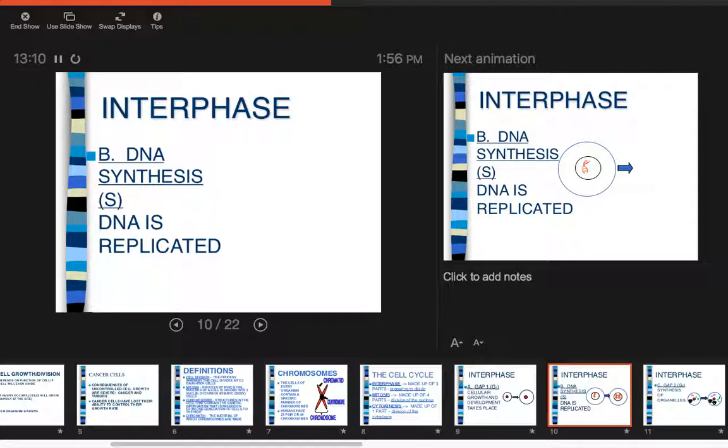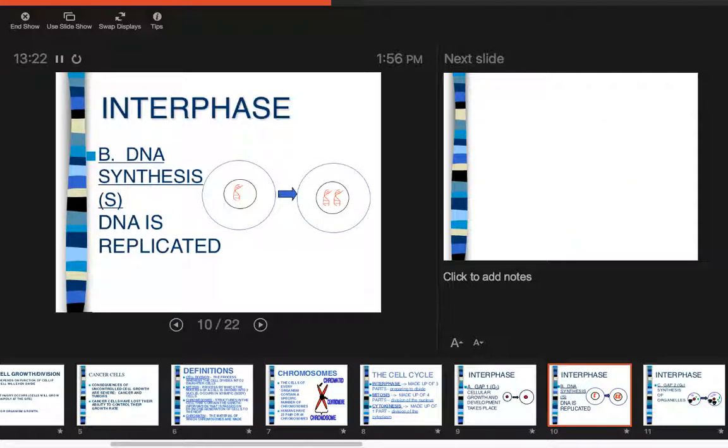The next stage of interphase is something called the S phase, okay? The S phase. S stands for synthesis. Remember how we talked about DNA replication last week, right? Ta-da! This is when it happens, during the S phase of interphase. The DNA replicates. You go from 1 strand of DNA to 2 strands of DNA, right?